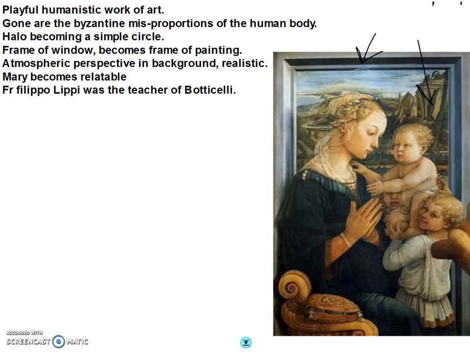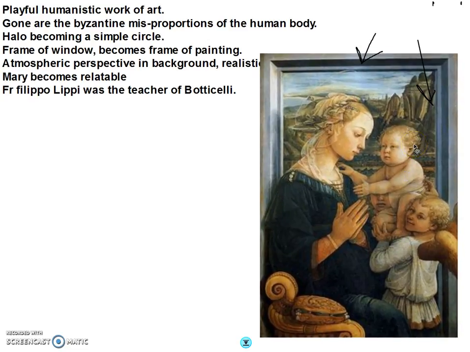Also, we have this frame around the actual painting, a frame of a window. And the actual frame of the window in this portrait becomes the actual frame of the painting. So it's a way to contain this painting in one specific area. There's also a sense of atmospheric perspective in the background. There's things going on, and you can see through the window, or frame of the picture, the background gets smaller and smaller as things get away. So that sense of atmospheric perspective is definitely coming into play here.